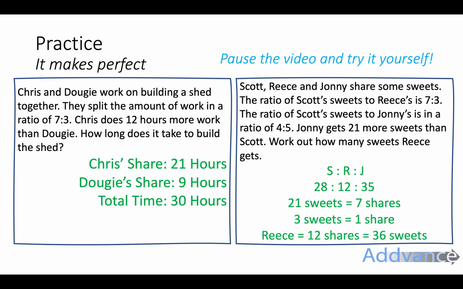Okay, so Chris's share of the work was 21 hours, Dougie's share was 9 hours, the total time was 30 hours. Scott to Reese to Johnny, the ratio was 28 to 12 to 35, so you made it into one big ratio first. So 21 sweets was 7 shares, 3 sweets was 1 share. So Reese got 12 shares, which is 36 sweets, and that is the final answer.